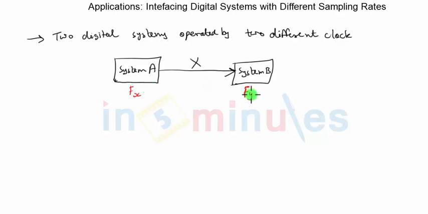So to go from Fx to Fy, we will go through interpolation and decimation, assuming that Fx to Fy is a sampling rate conversion by a factor of I by D. We will assume a rational factor for sampling rate conversion. So let us consider interfacing of the two systems with independent clocks.